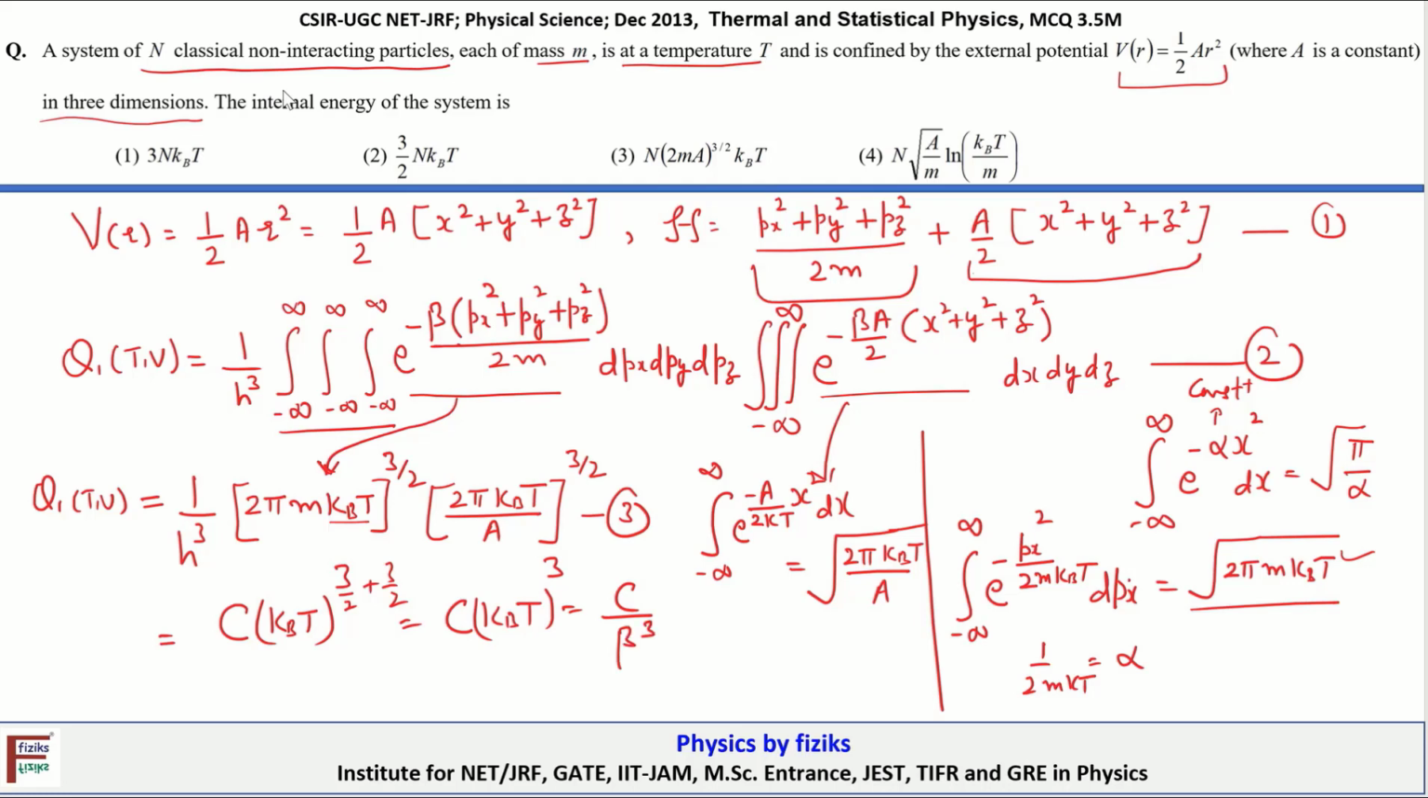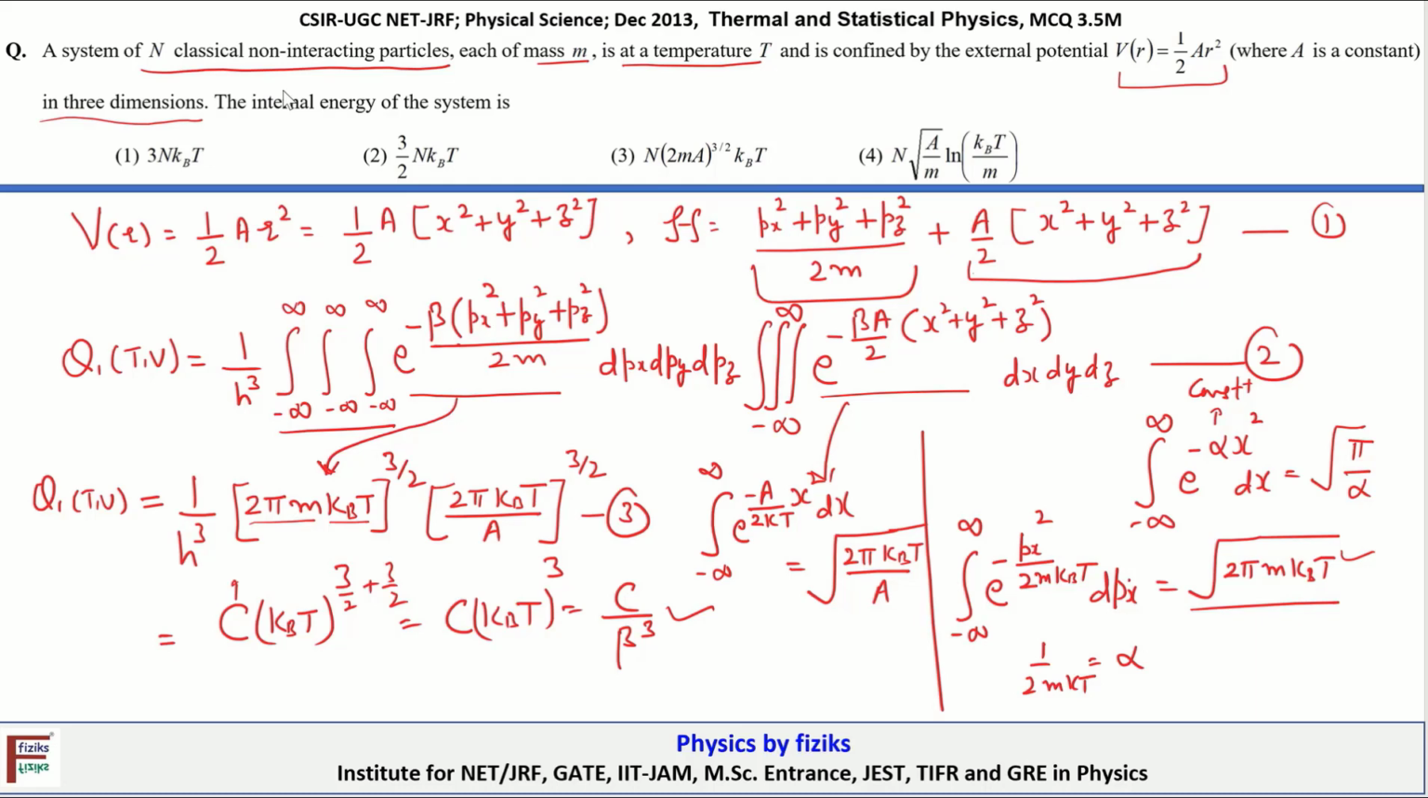Or this is equal to C upon beta power 3. So what is C? In this term C, I have clubbed all the remaining constants: 1 by h cube into 2 pi m power 3 by 2 multiplied by 2 pi divided by a power 3 by 2. All these constants are merged in constant C here, because we simply have to find the average energy. So average energy simply depends on the temperature here. So let's see how we can solve this further.